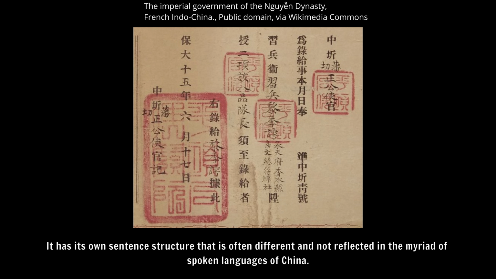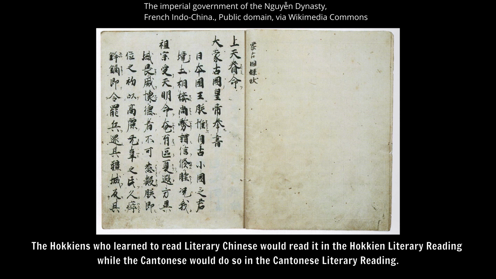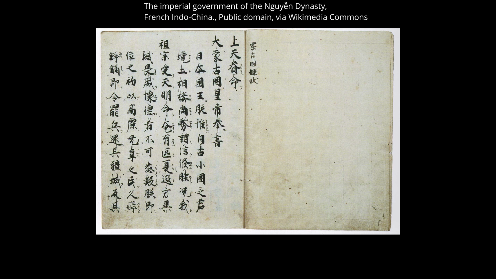It has its own sentence structure that is often different and not reflected in the myriad of spoken languages of China. And it does not have a universal pronunciation, but is instead pronounced differently by different groups of people. The Hokkiens who learned to read literary Chinese would read it in the Hokkien literary reading, while the Cantonese would do so in the Cantonese literary reading.